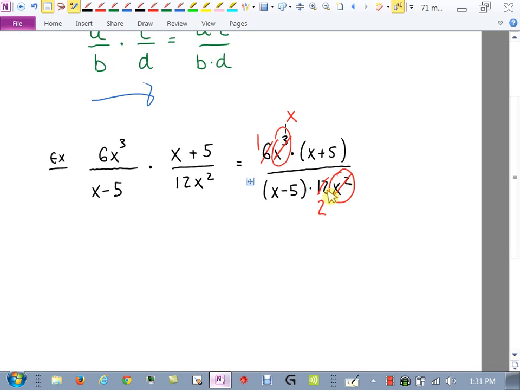So what's left on top? I have an x and x plus 5. On the bottom, what's left? I have x minus 5 times 2, right? So I'm going to put the 2 in front of it. Box it up. We're done.